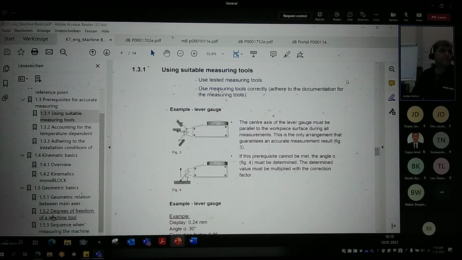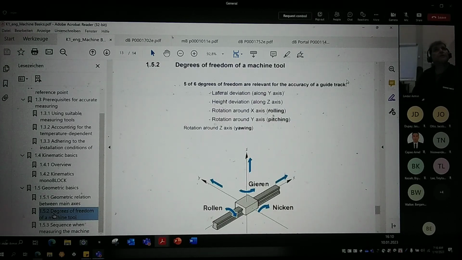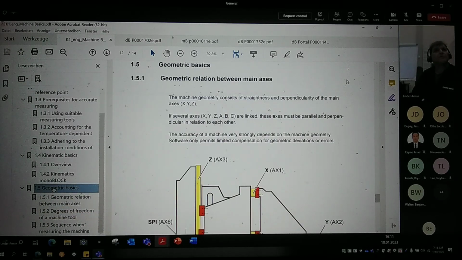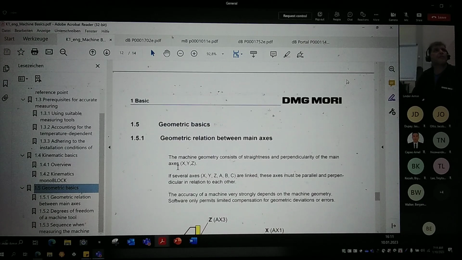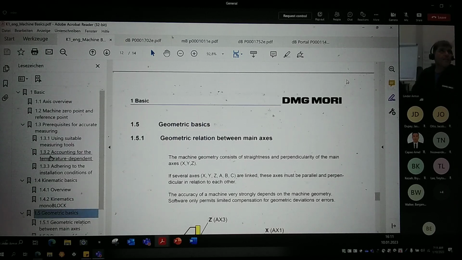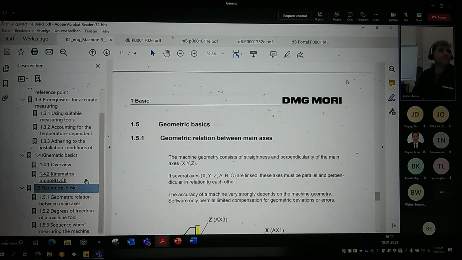Degree of freedom of manual machine tool. Eingegangen drauf nicht, oder? So kinematic machen wir nicht, geometric basic.